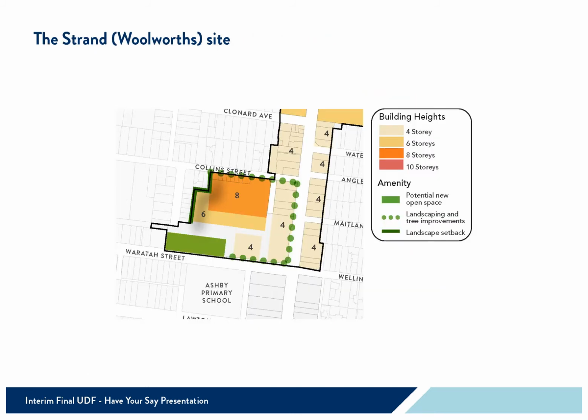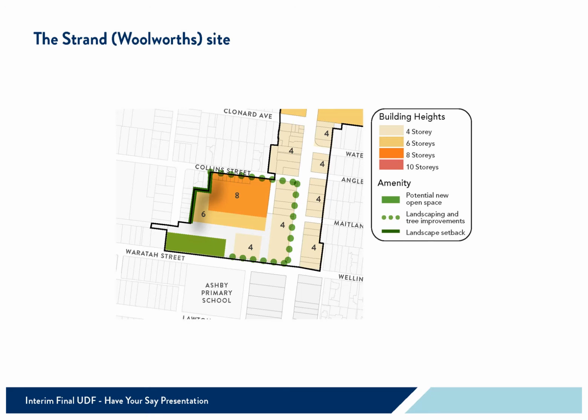In the period between completing consultation on the draft UDF and preparing the interim final, it was discovered that no height limits are in place for the Woolworths site in the current planning scheme. Given this is a large site that is already in a mixed-use zone, the newly introduced height limits and controls aim to guide any future redevelopment of the site in order to reduce the risk of overdevelopment and provide further protection for the area. A range of height limits of 4 to 8 stories are proposed, as well as new public open space adjacent to Waterton Street directly opposite Ashby Primary School.